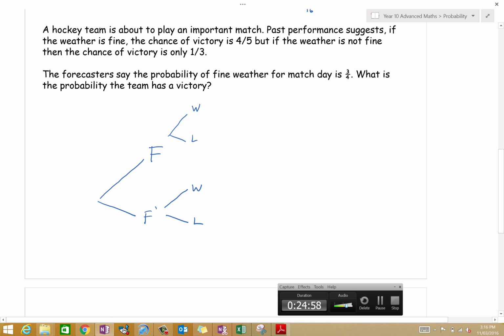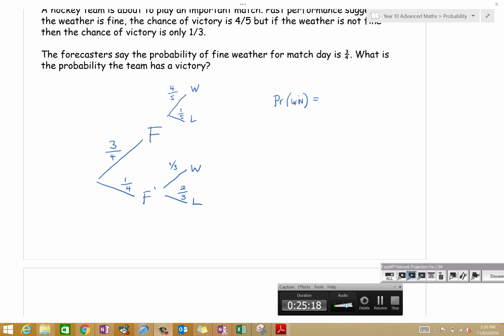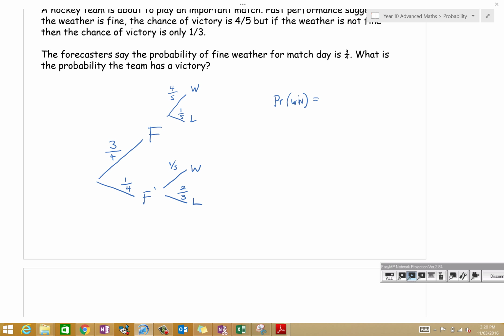Now, what I'd like you to do is fill out the probability tree, please, and fill it out with the probabilities. If it's fine, it says here the chance of victory is 4/5. And the probability that it's going to be fine for a day is 3/4. So quickly fill that out.